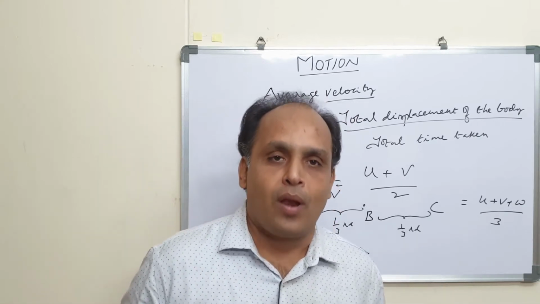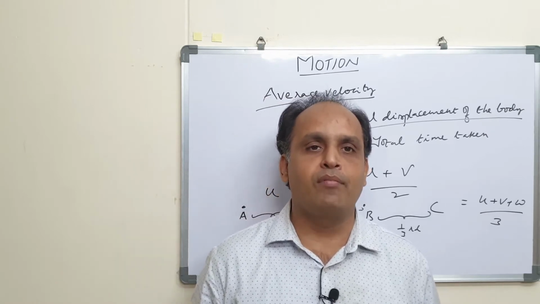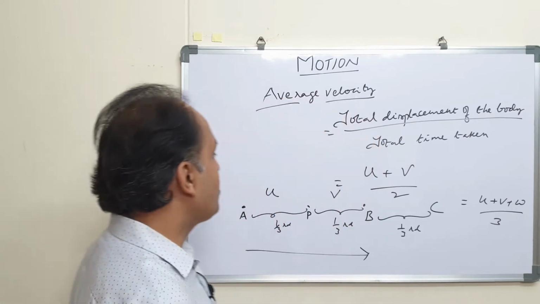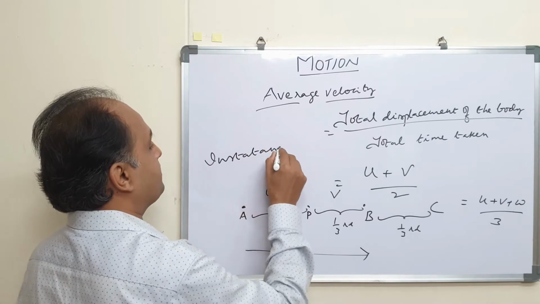So this is what we know about average velocity. Similarly, like how we learnt in speed about instantaneous speed, we can also discuss instantaneous velocity.